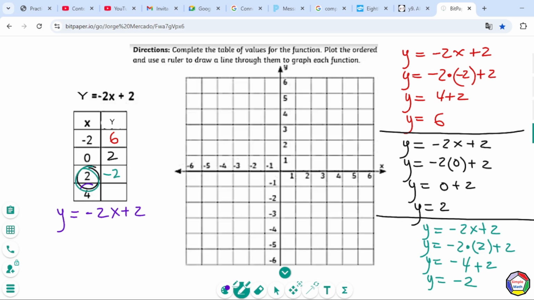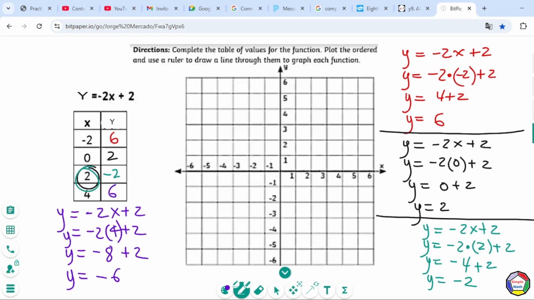So I will substitute 4 for x. So I will say that y is equal to minus 2 times 4, plus 2. 2 times minus 4 is minus 8. So y is equal to minus 8 plus 2. And minus 8 plus 2, if I combine that, y is equal to minus 6. So I can complete my chart.